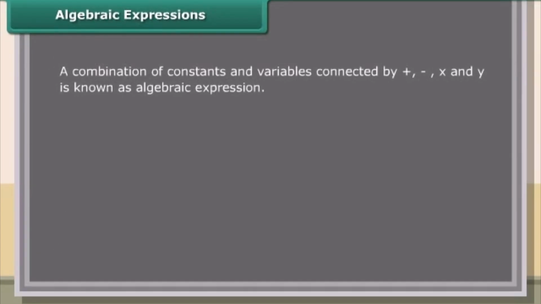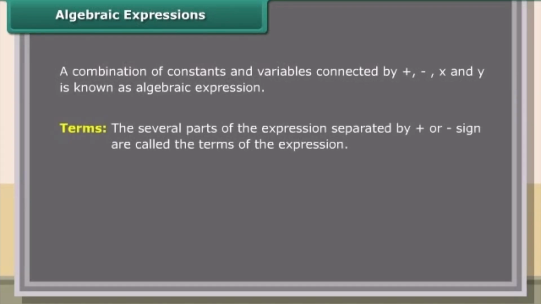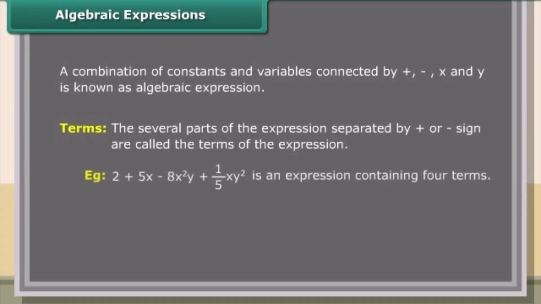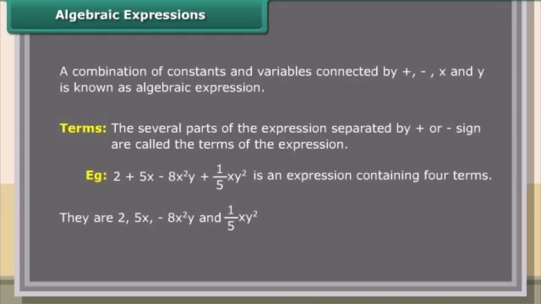Algebraic expressions. A combination of constants and variables connected by plus, minus, multiplication, and division is known as an algebraic expression. Terms. The several parts of the expression separated by plus or minus sign are called the terms of the expression. Example, 2 plus 5x minus x square y plus 1 upon 5 xy square is an expression containing 4 terms. They are 2, 5x, minus x square y and 1 upon 5 xy square.